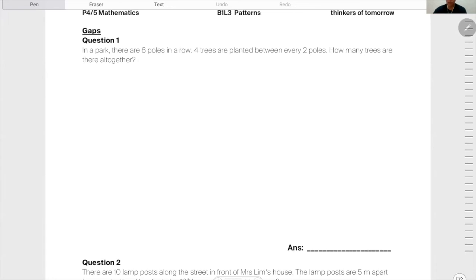We're going to focus on a lot more patterns and logical reasoning questions. Now, you may ask yourself, why are we doing such questions? Because if you notice, PSLE likes to test a little bit of such questions to really test students' logical reasoning ability.